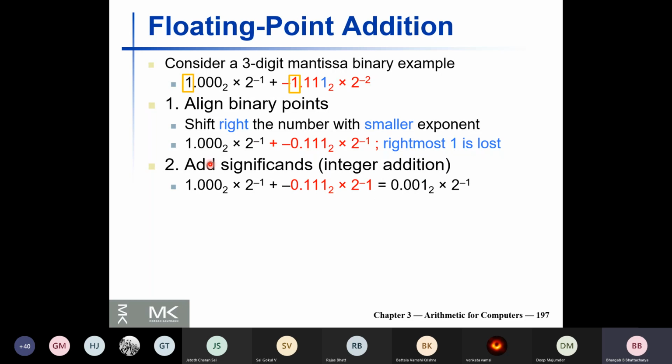So now you are going to add these two exponents. Here, this is a subtraction operation anyway. So they are equalized. So I'm going to subtract 0.111 from this, right? And if I do this, it is going to be this one. Okay, 1.0 minus this, so this will be this.